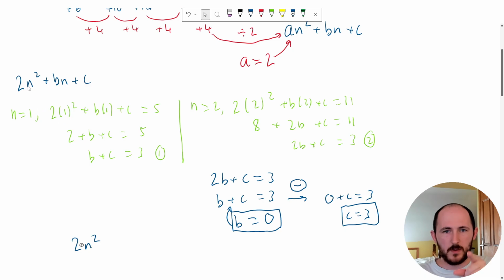So it means our answer is 2n squared. B is 0, so that's 0, plus 3. So 2n squared plus 3 for that answer.